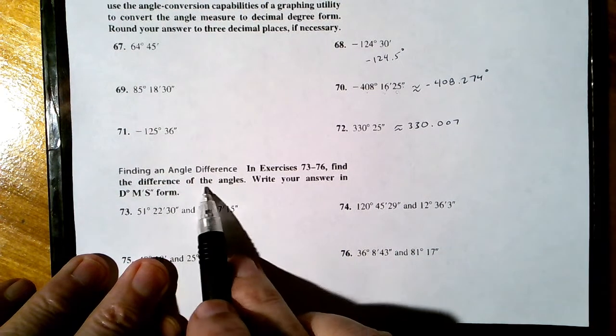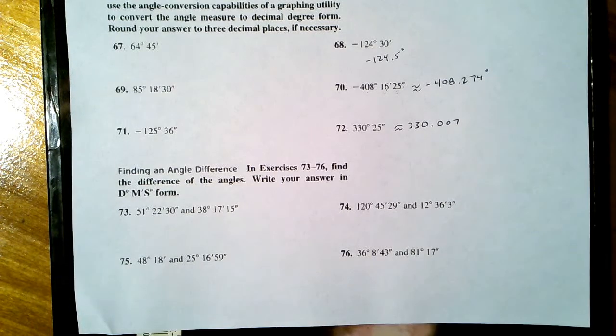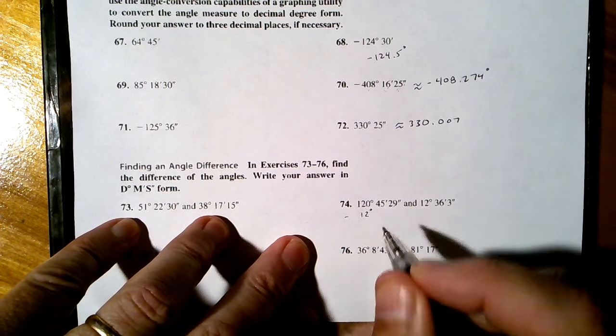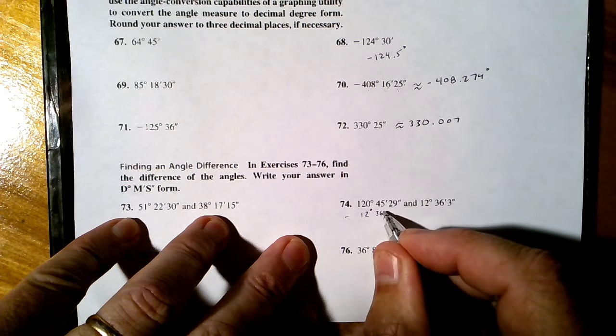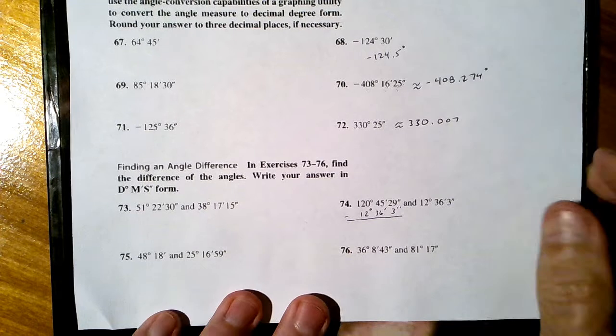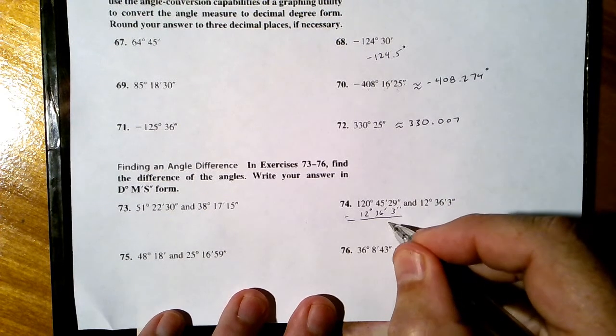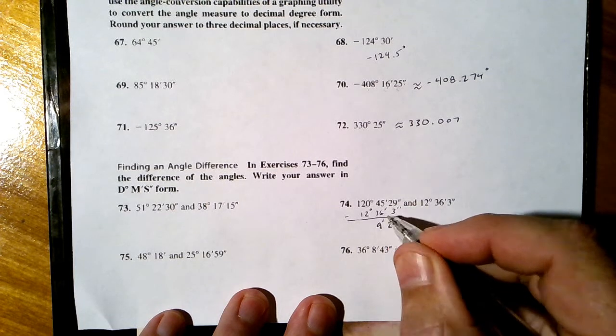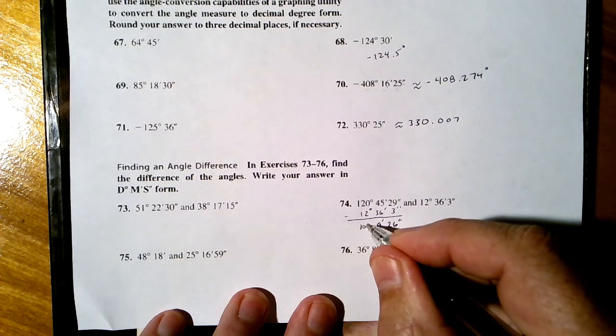Okay, find the difference of the angles. So here we're supposed to subtract angles. You'll actually see why we oftentimes subtract these. Now, we can actually do it without a calculator, but it's kind of sneaky. If we're to find the difference of this, I can subtract 12 degrees, 36 minutes, 3 seconds. And this one is not sneaky because I really don't have to borrow. I get 26 seconds, I get 9 minutes, and I get 108 degrees.